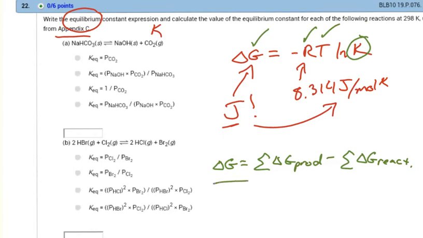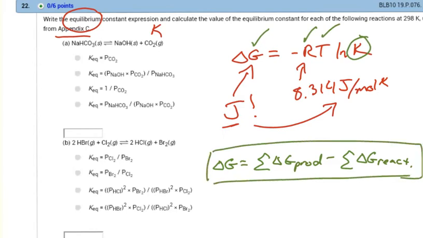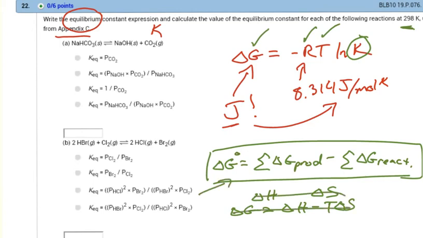To get delta G, you remember that we're going to do products minus reactants to get delta G of the reaction. We can do this because it's at 298. Remember, if it's not at 298, then you're actually going to have to calculate what delta H and delta S are, and you're going to need to use the other equation to get to delta G. But since it's at 298, this one will work great. We don't have to do it the other way. Alright, so we'll know the value that goes in there.